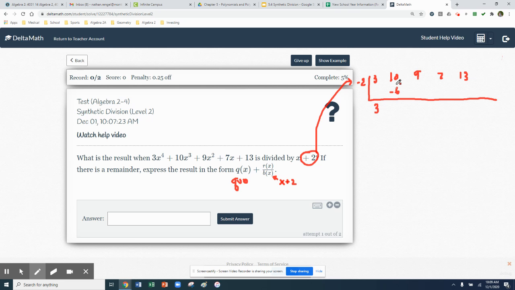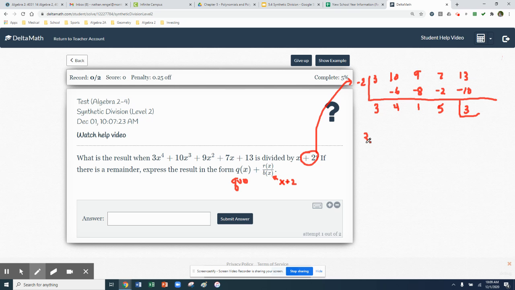Makes -6. 10 and -6 are going to combine to make 4. That's going to multiply to make -8. Add those together, you're going to get 1. -2 times 1 is -2. Add that together, you're going to get +5, and then we're going to get -10, which gives us now a remainder of 3. So this time we did not get a remainder of 0, but that is still my remainder because that's the last part of my synthetic division. So that represents my remainder.